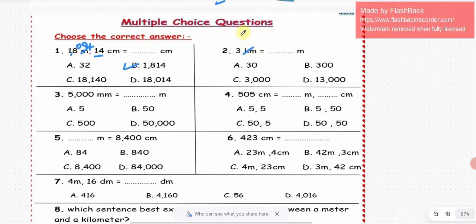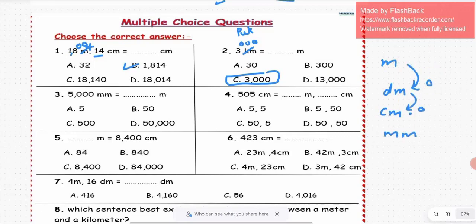Number 2, 3 kilometer equal how many meter? Kilometer, put 3 zeros because it's a bigger unit. 1, 2, 3, 3,000. 5,000 millimeter equal how many meter? Millimeter here is the smaller unit. Smaller unit cross. Between meter and millimeter, we check from our song, Kamel Muhammad drink chocolate milk. Between meter and millimeter, there are 3 zeros. So I'm gonna cross 3 zeros, will be 5. Letter A.